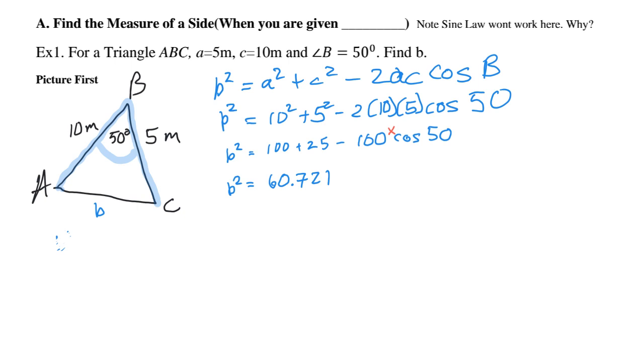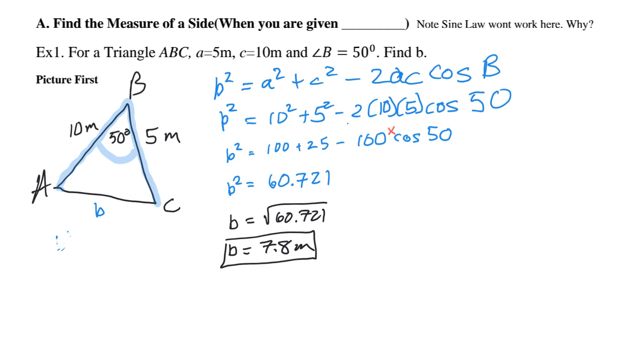Now what we're going to do is make sure by calculating B is equal to the square root of 60.721. And we end up with B is equal to approximately 7.8 meters. And we're done. So remember, because it's the cosine law, and we're looking for the side, it's always B squared equals the two sides squared added, minus twice the two sides, times the cosine of the angle between them. That's it. And we're done.